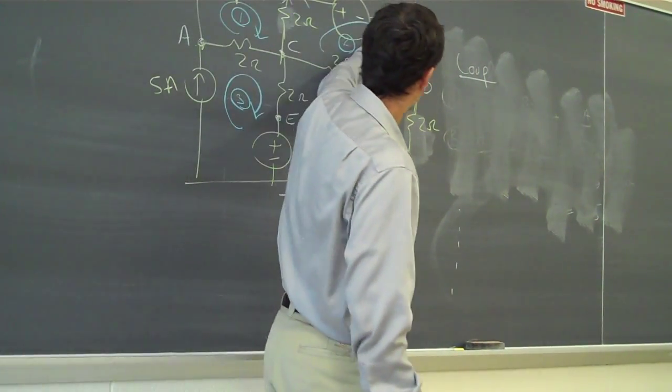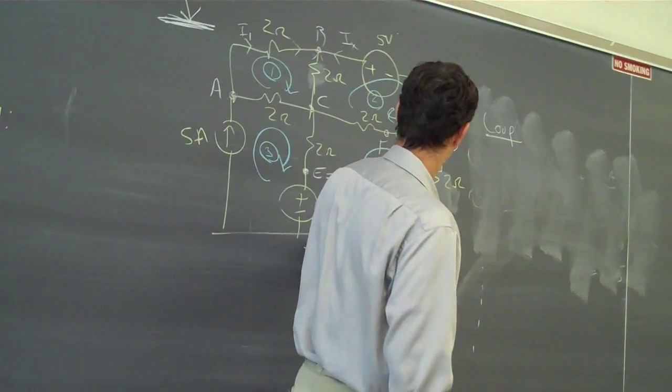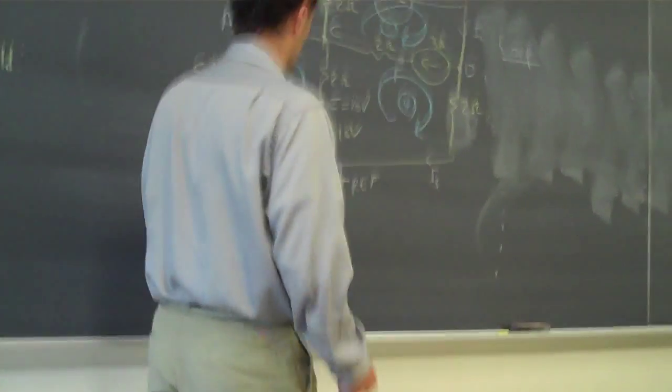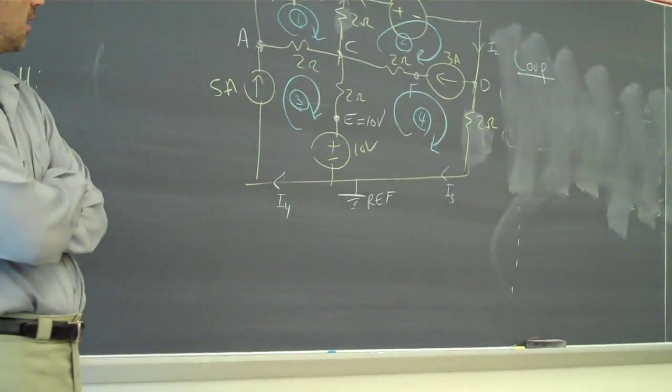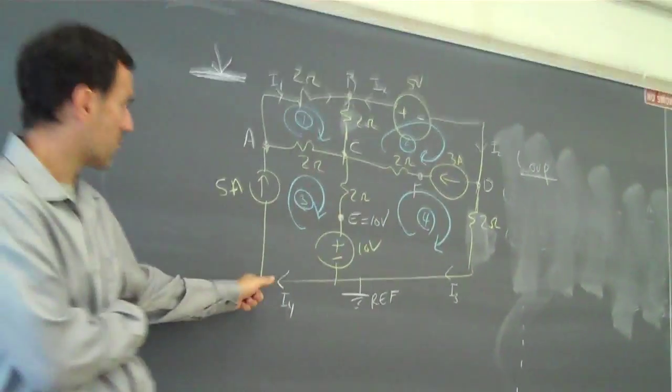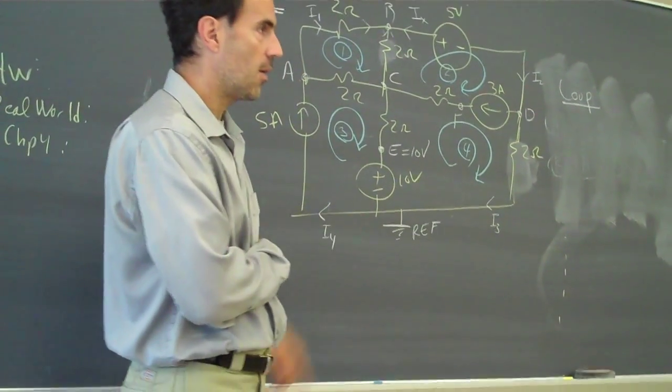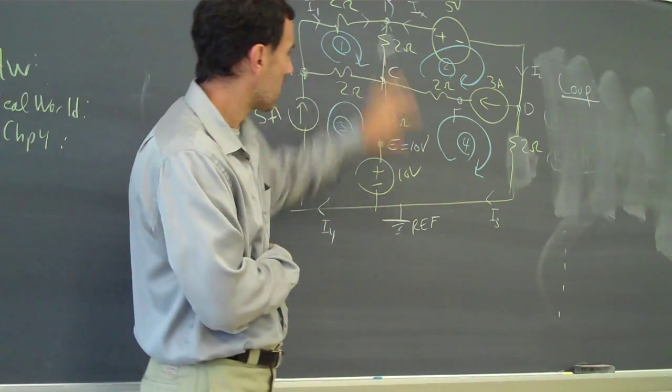I1, I2, I3, and I4. I've labeled the currents around the edge of the loop to show that that loop current is the current as if all the other loop currents were 0.